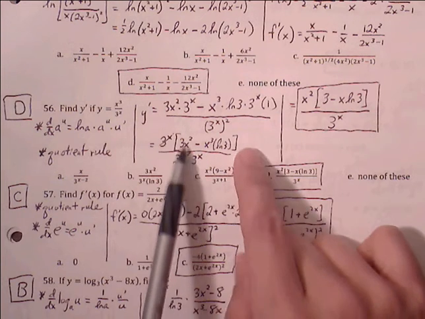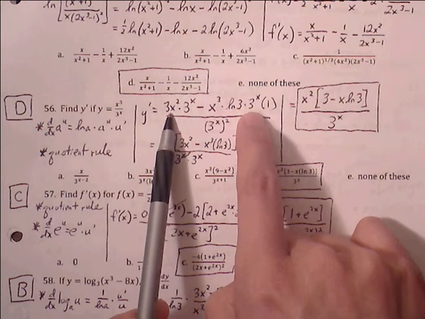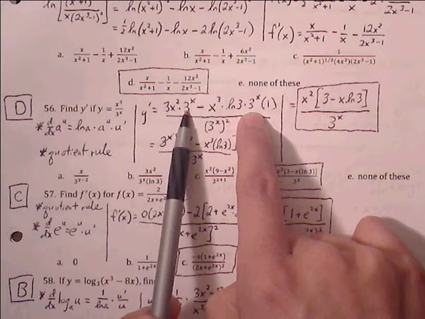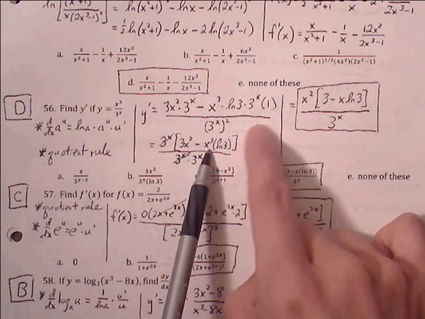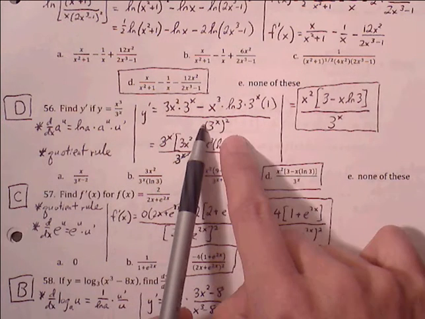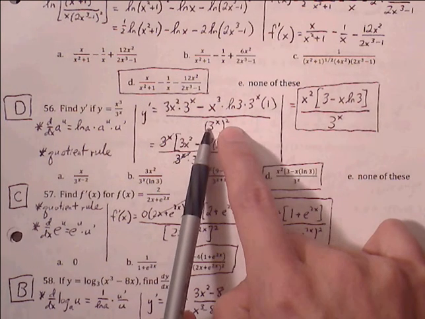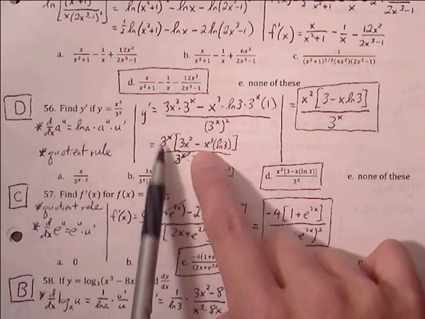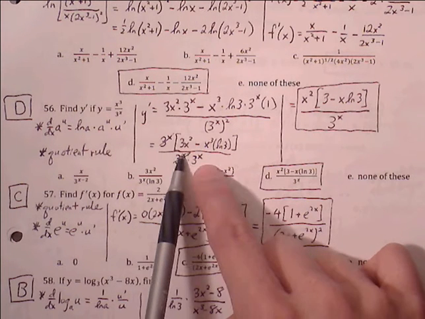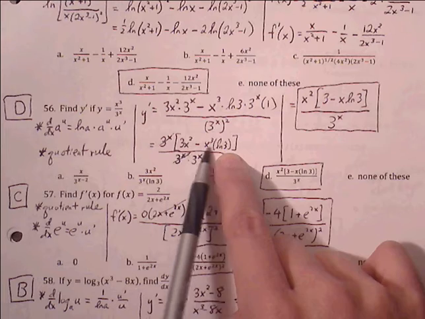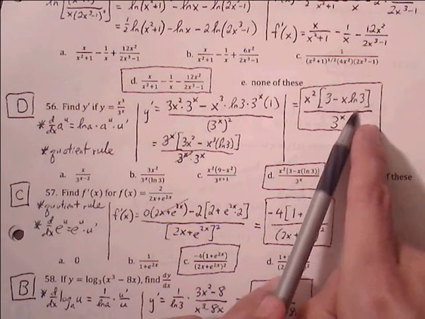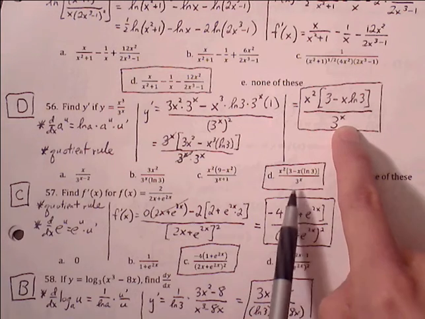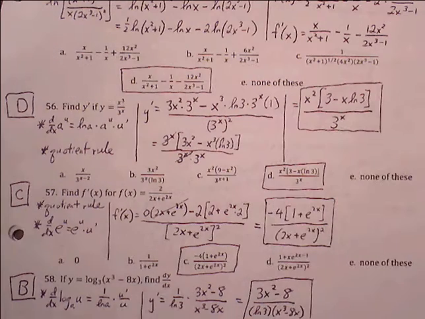And I'm going to try to clean this up here. I'm going to try to find common factors in the numerator. I can factor out a 3 to the x, and that leaves me with 3x squared minus x cubed natural log of 3. The denominator, I can split up into 3 to the x times 3 to the x. I can cancel out one of the 3 to the x's, and I can factor out another x squared. So x squared times 3 minus x natural log of 3 over 3 to the x. And that matches answer choice D.